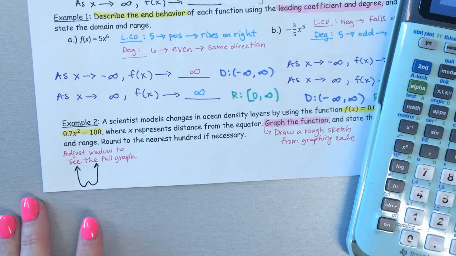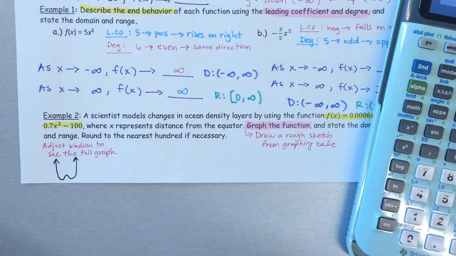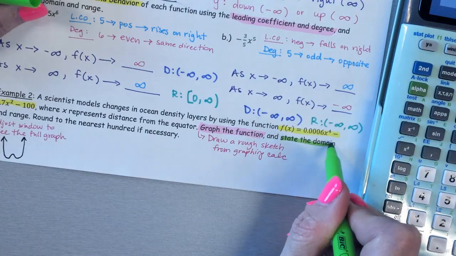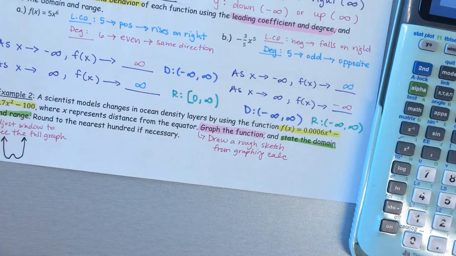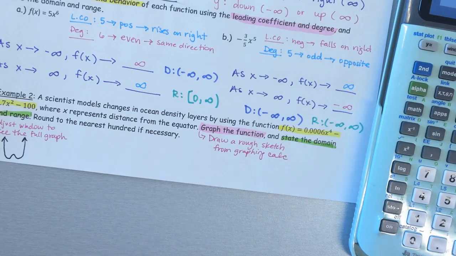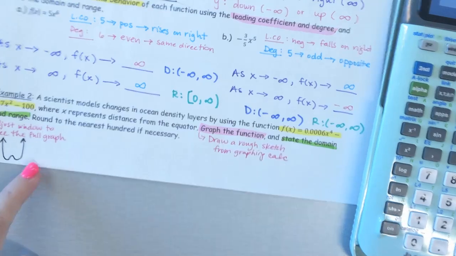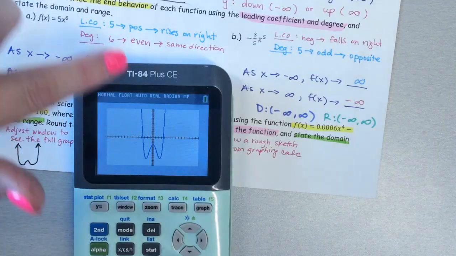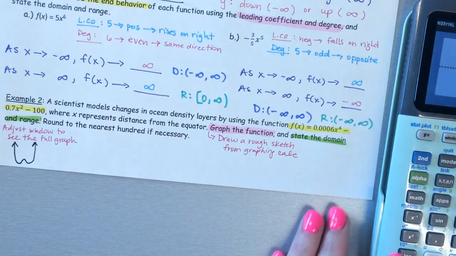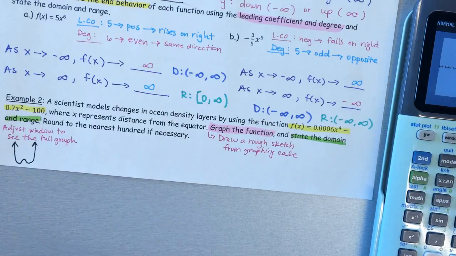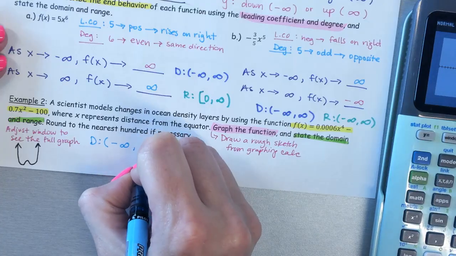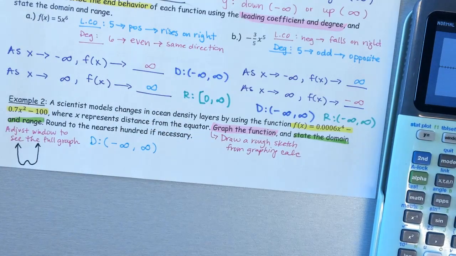Okay, and then it says to state the domain and range. And then it says round to the nearest 100 if necessary, because you have some large numbers here. Okay, so your domain, if you look at these, this is slowly going to negative infinity and infinity. So just like before, your domain is going to be all real numbers. So negative infinity to positive infinity.